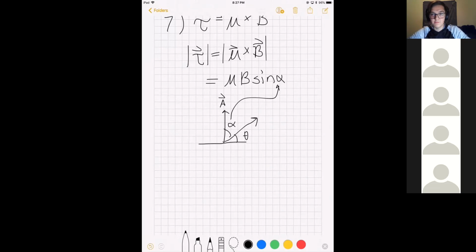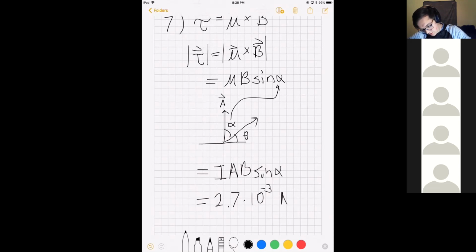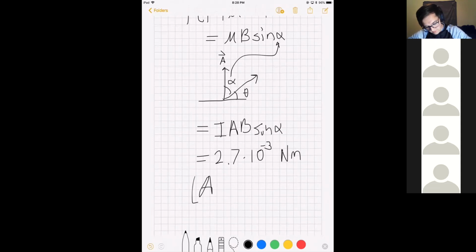We know all of these numbers. Mu is easy to calculate. We can even expand mu: that's I times the area times the B field times the sine of alpha. Now we really know everything here, and we can plug those numbers into our calculator, and you get 2.7 times 10 to the minus third newton meters as the units of torque, which is A. So good job. Everyone gave me an answer, said A.